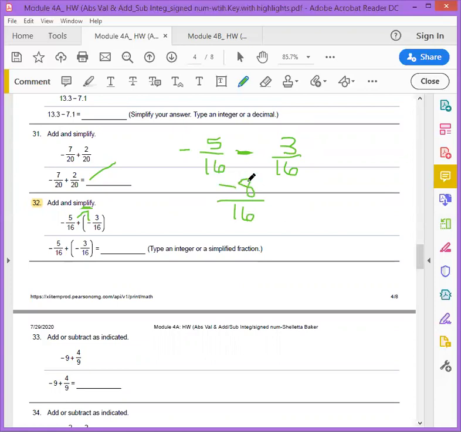Now negative 8 over 16 can be simplified. We can divide both the numerator and the denominator by 8 to reduce this fraction. So negative 8 divided by 8 gives us negative 1, and 16 divided by 8 gives us 2. So negative 1/2 would be our result in simplified form.